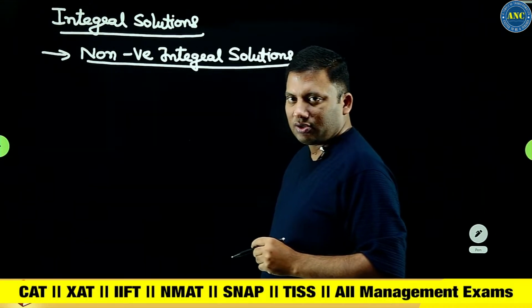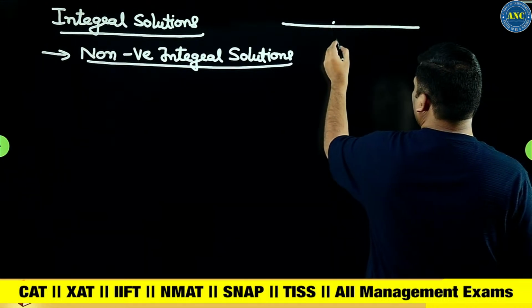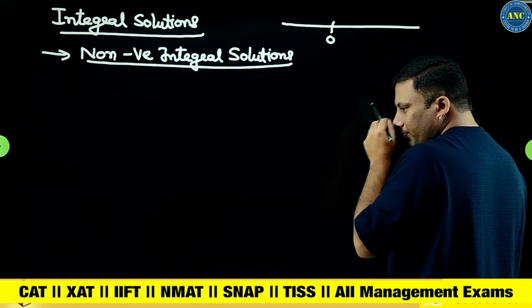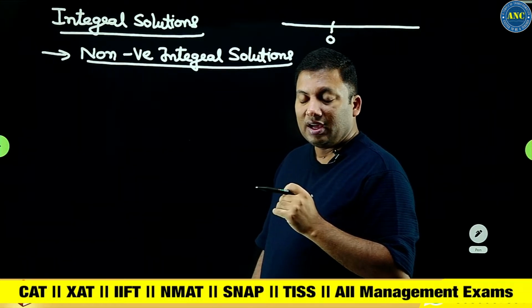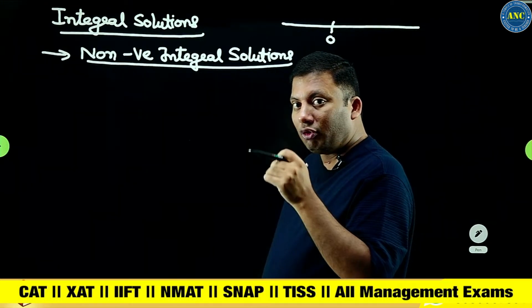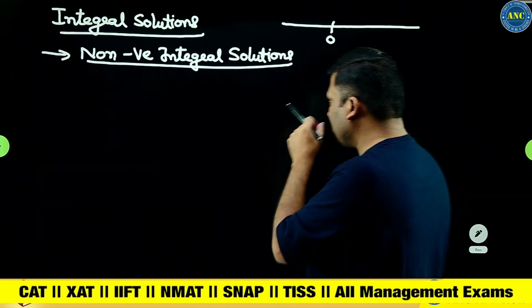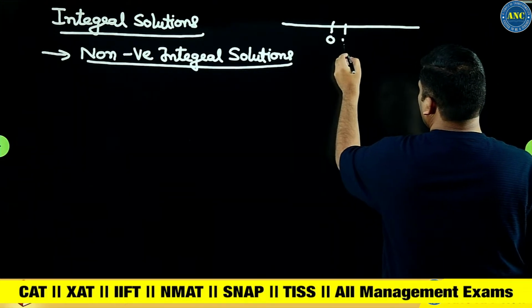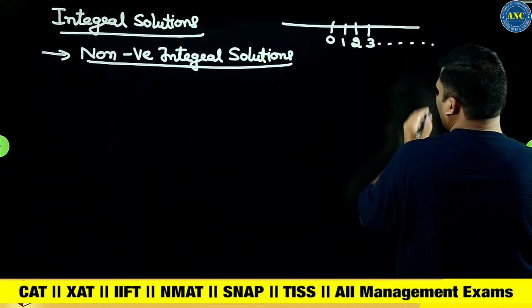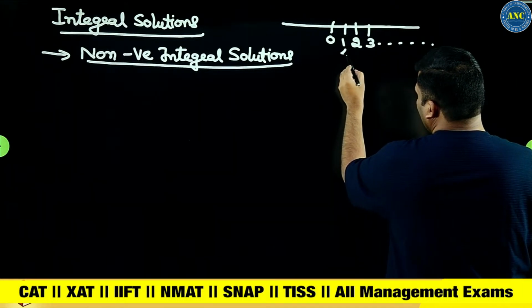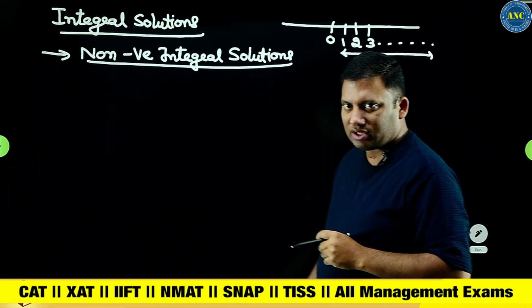Now see here, integers: if I plot them on a number line, 0 will be there. Any number to the right side of 0, that is 1, 2, 3, 4, 5 and so on, are called positive integers, or we can also call them natural number solutions. 1, 2, 3 are called natural number solutions or positive integers.